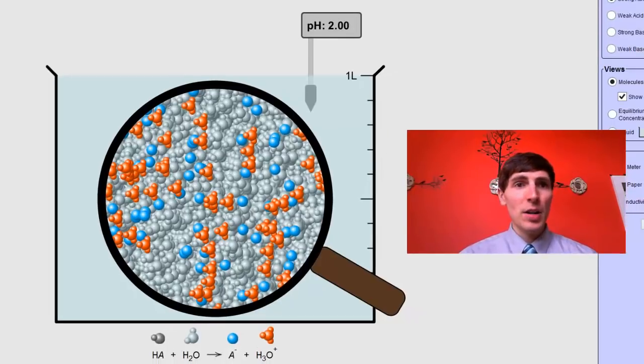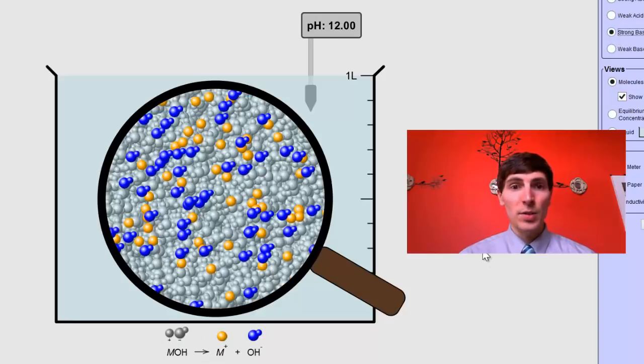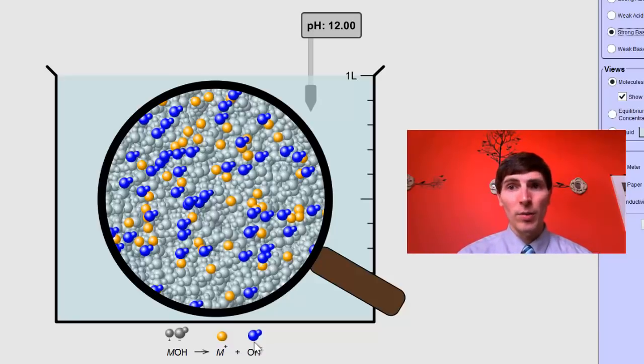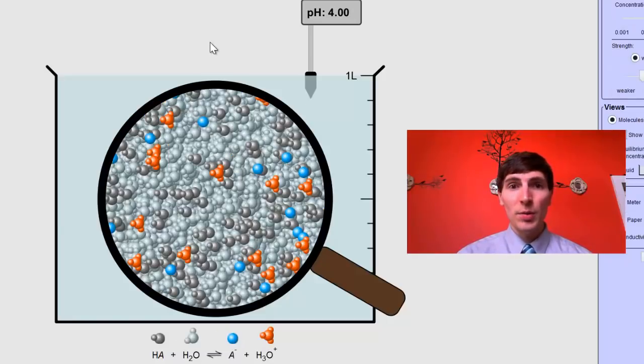Now, if I have a strong acid, or I'll show you the strong base here too. Okay, here's my strong base, MOH. You'll notice that when I look around here, there's no more MOH. It is all turned into my cation and then my anion, hydroxide. It's completely broken apart. Now my pH is around 12. Strong bases, it doesn't really matter how much I put in here. I'll show it, I'll prove it to you.